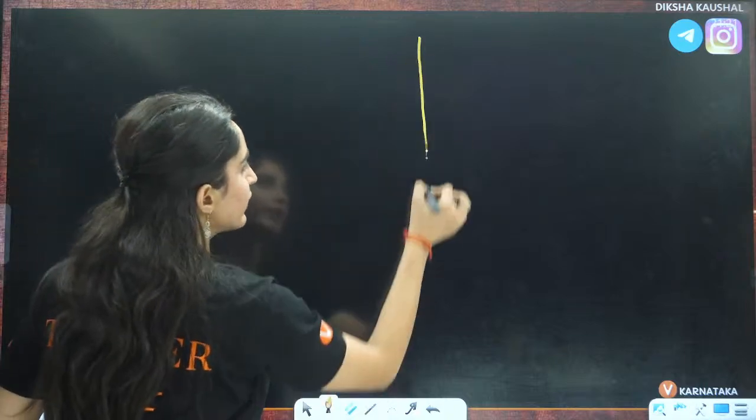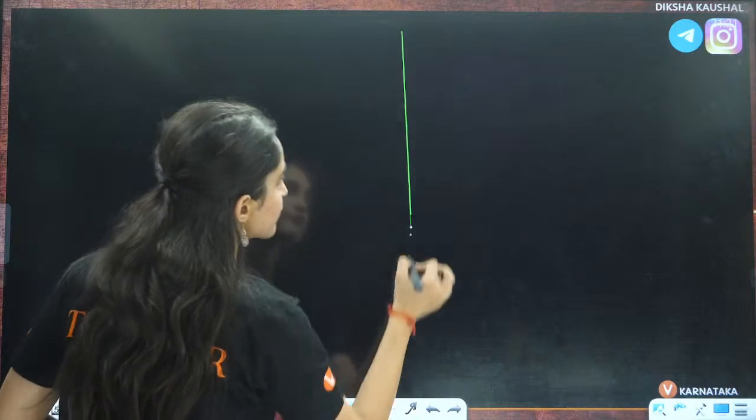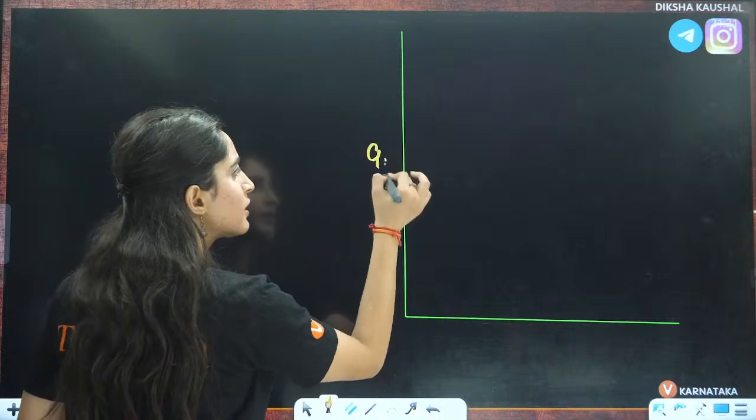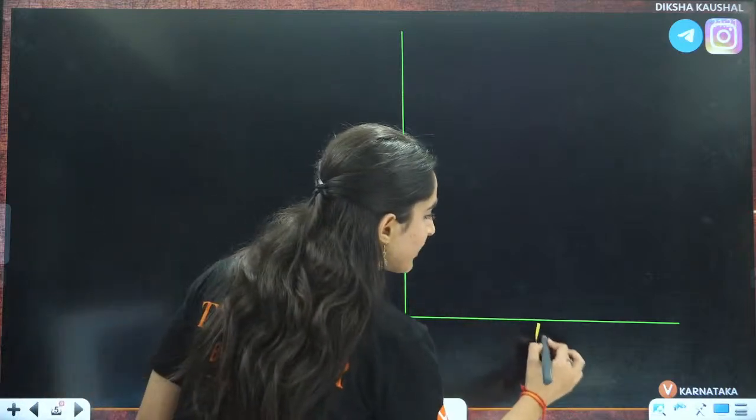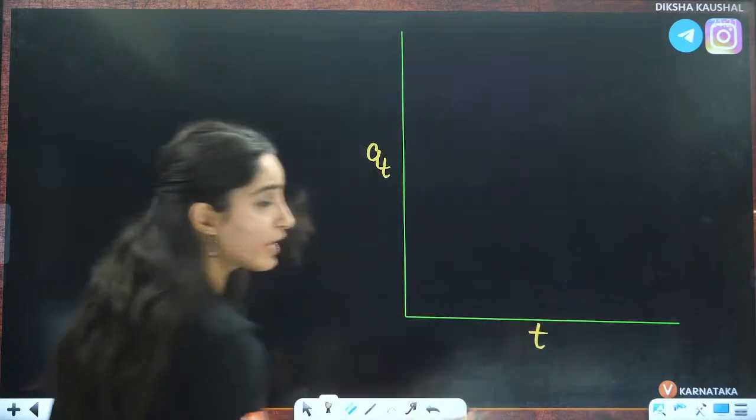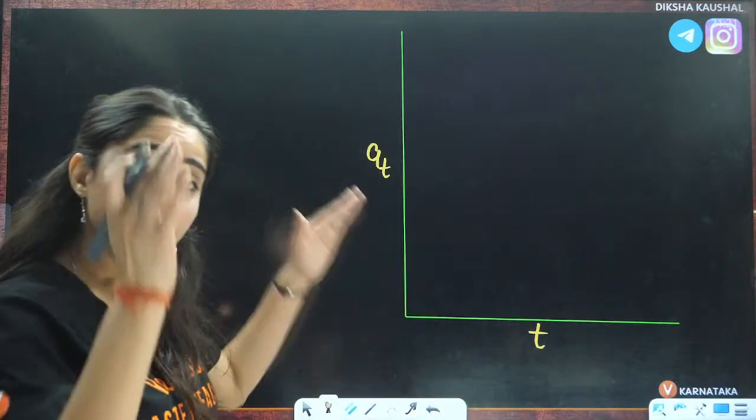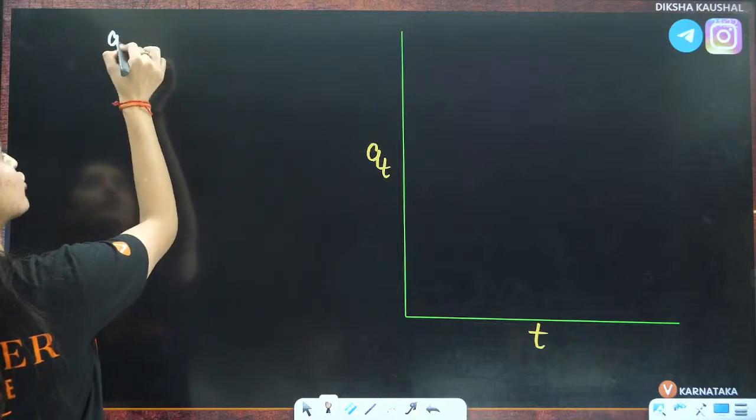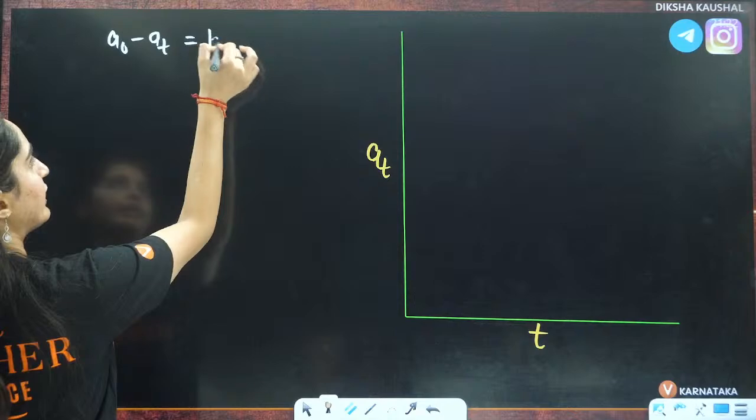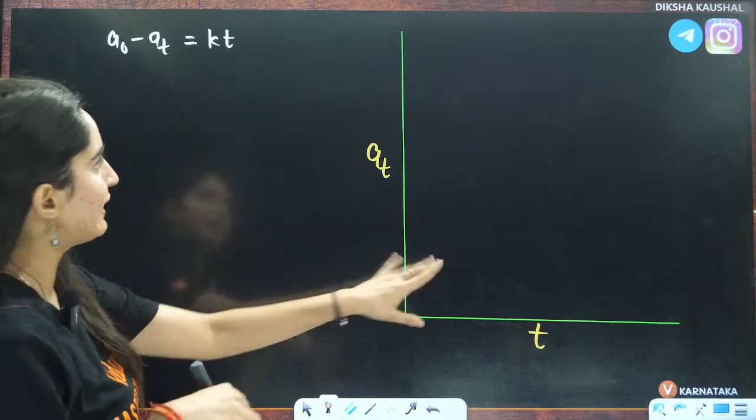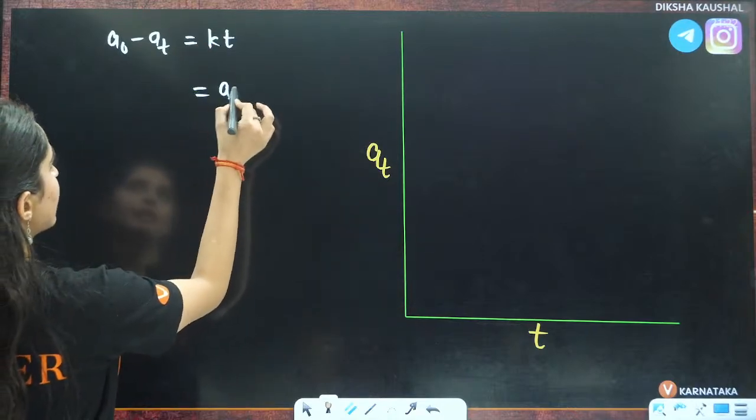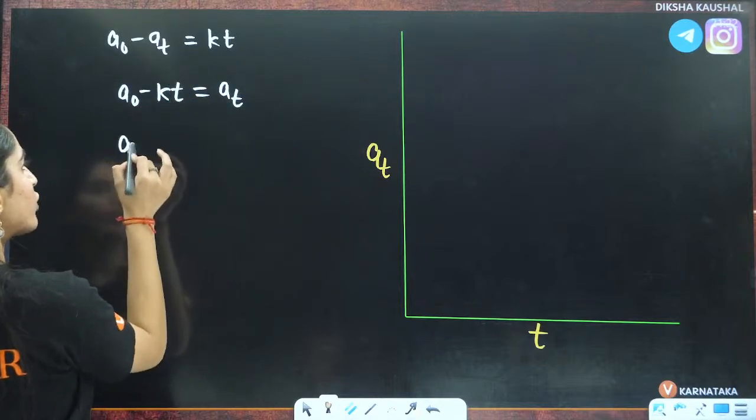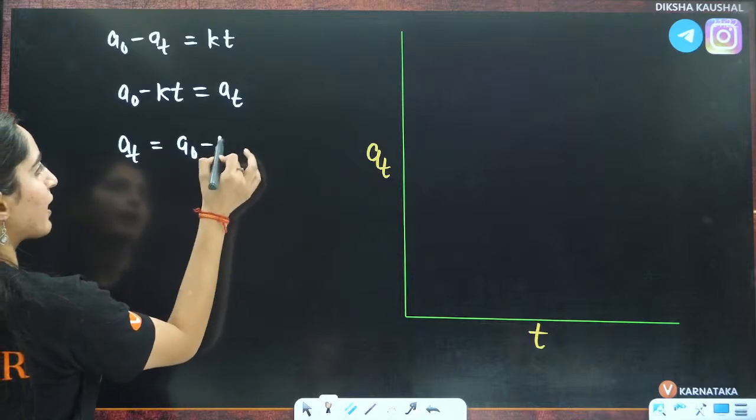So it will become a different thing, because if you want to draw a graph now between AT and T, the graph I am going to draw is the same. Do you see? I have not crammed anything here. I hate cramming. I am telling you how to do things. So here A naught minus AT is equal to KT. We need to draw a graph between AT and T, so it will become AT equals A naught minus KT.